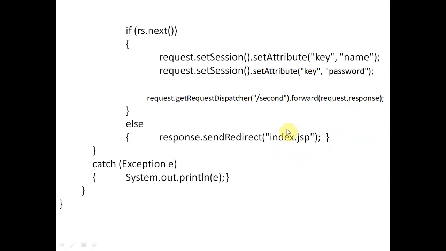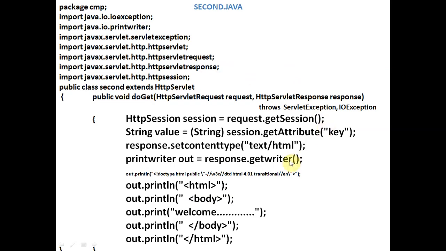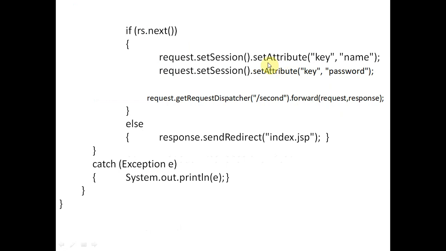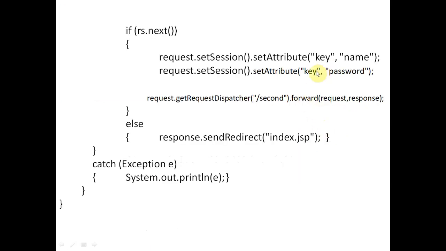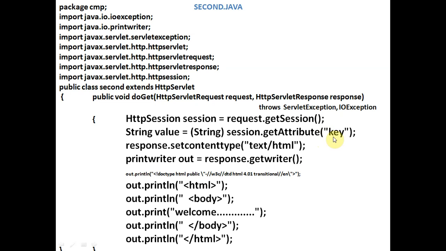In the previous one we set the attribute, and here we get the attribute. Previously we wrote set attribute with the key, while in second.jsp we will write get attribute with the key. We have set the attribute key, and now we get the attribute key.